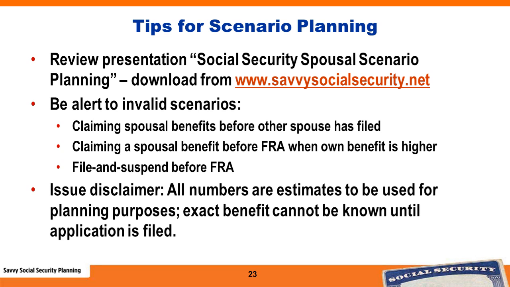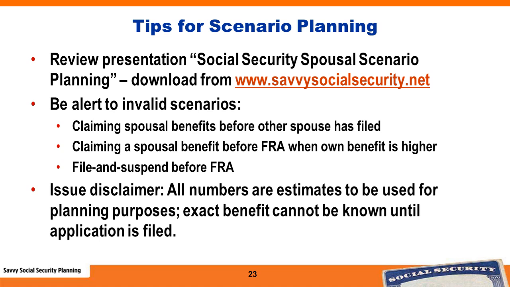Be alert to invalid scenarios and refrain from entering them into the calculator. For example, it is not possible to claim spousal benefits before the other spouse has filed. That's just a rule. So when designing scenarios, be sure to look at the year-by-year panel that shows the spouse's respective ages. If the husband is 66 and the wife is 60, it wouldn't do any good for him to file and suspend because his wife won't become eligible for her spousal benefit until she turns 62.